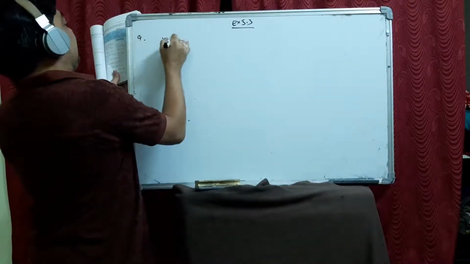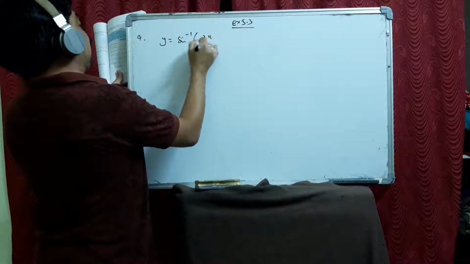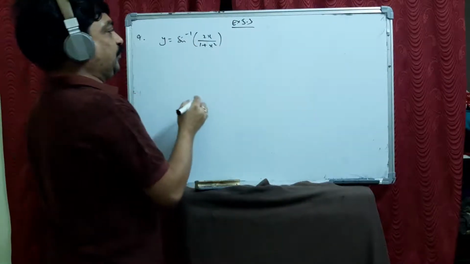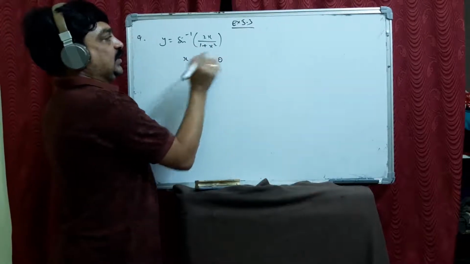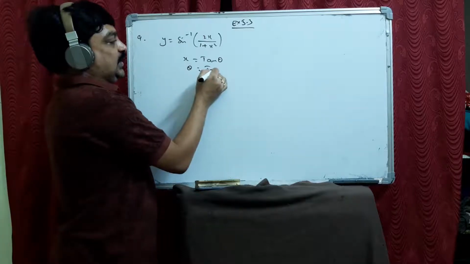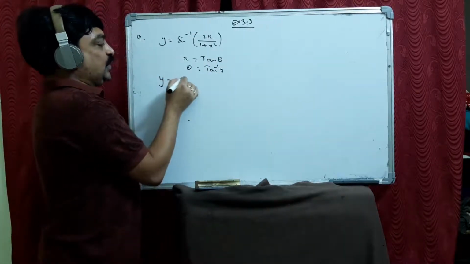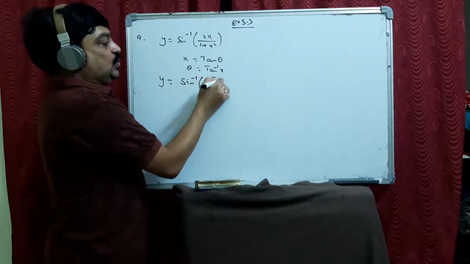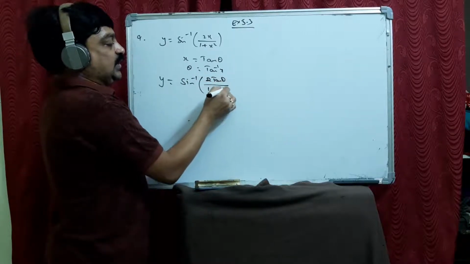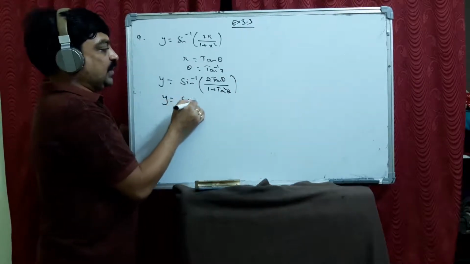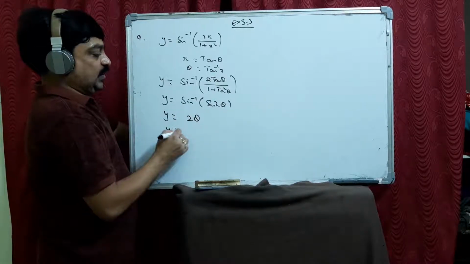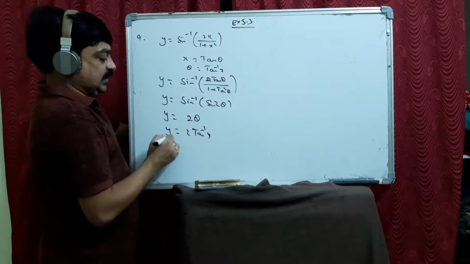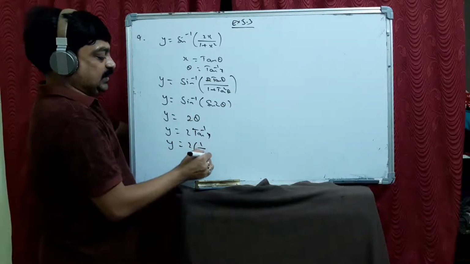See, from 9th problem onward, these are the problems of inverse trigonometry functions. We substitute something so that the whole thing becomes a formula. See, 2x by 1 plus x square looks like a formula when you substitute x as tan theta, and theta becomes tan inverse x. What happens? y equal to sine inverse of 2 tan theta by 1 plus tan square theta. This is nothing but the formula of sine 2 theta. So you will have 2 theta, and 2 theta is nothing but 2 tan inverse x, and it becomes 2 into 1 by 1 plus x square.